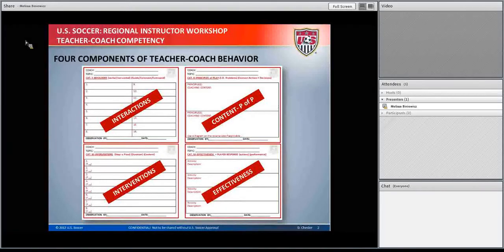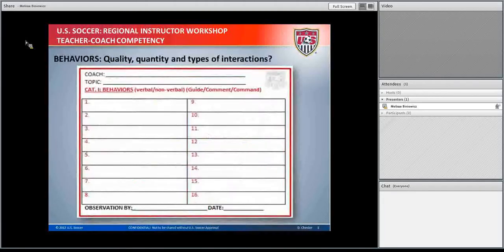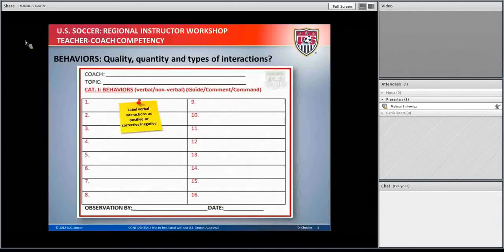This slide is simply an enlargement of the first category on the previous form. Once again, this category is measuring the coach's behaviors. It's very important to label all verbal interactions and whether they're positive or corrective or whether they're negative. This can be done with a simple symbol like a plus or a minus sign.